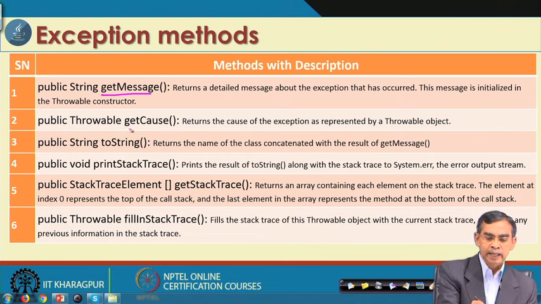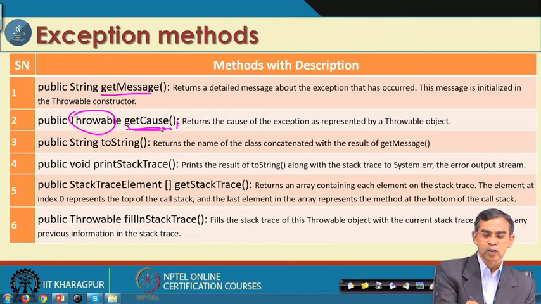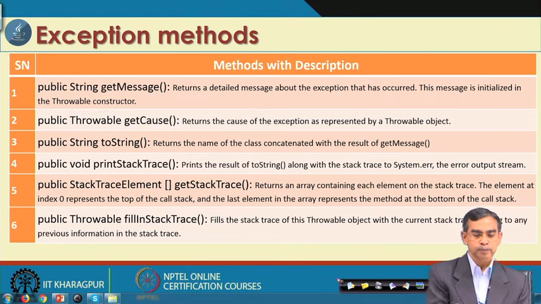Now, there is again getCause. It returns an object of class Throwable to the caller program. If a method in which this exception occurs throws an exception, it will throw it to the caller. So, that is why getCause. It tells about the reason for the exception. So, it is a very useful indication to both the programmer as well as the user.